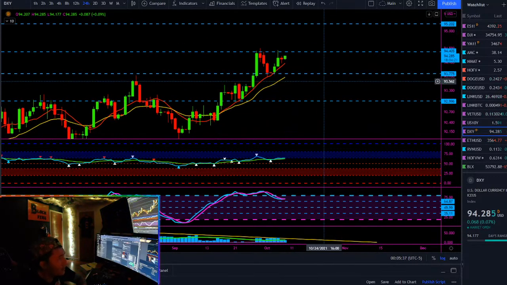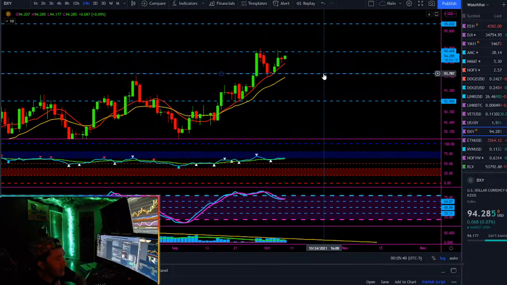And the only thing that would prove me otherwise here would be a daily change of behavior with an open and close back below 93.78, at which point I would be targeting moves all the way down to this region here, 92.99. We'll just call it 93 even.